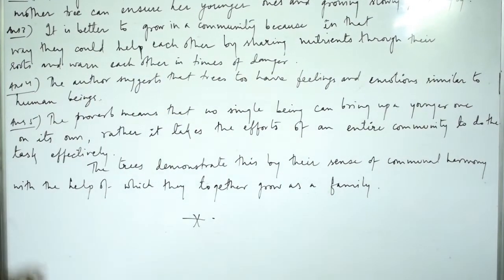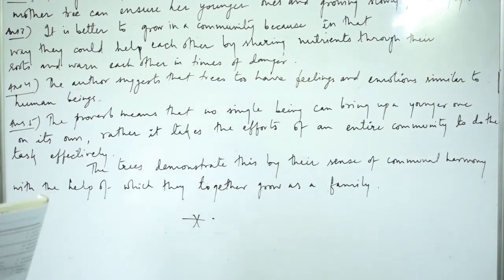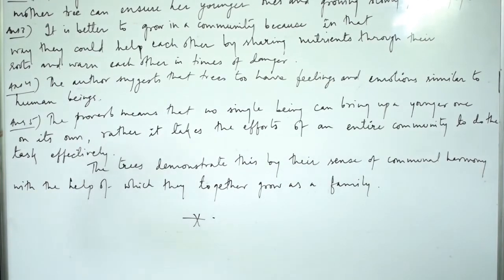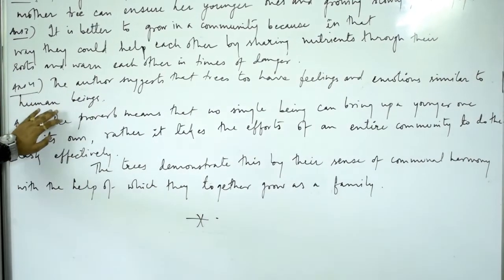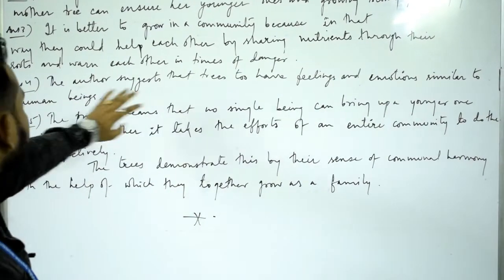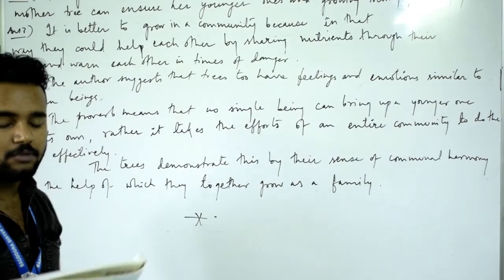Clear? Next, the fourth one, we use words like mother and baby. So what are the other words? The author suggests the trees have feelings. Understood? So they have emotions similar to human beings. So he used those words.